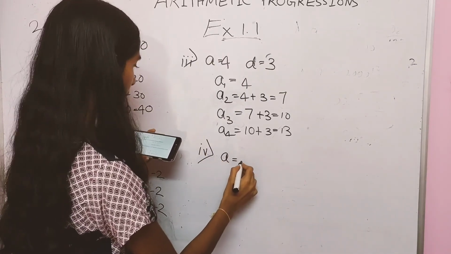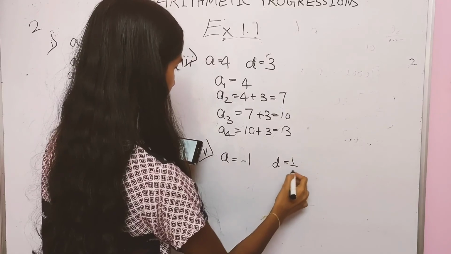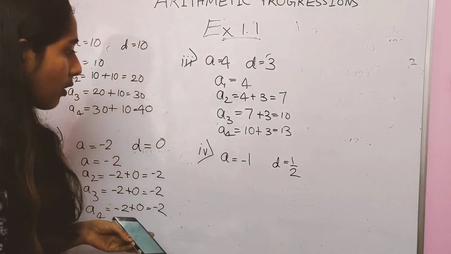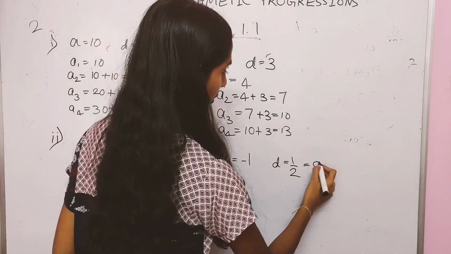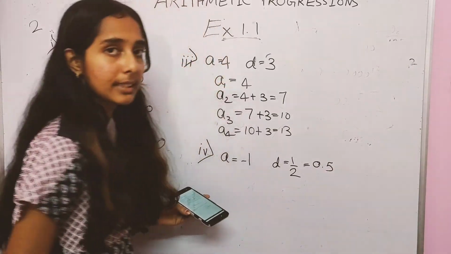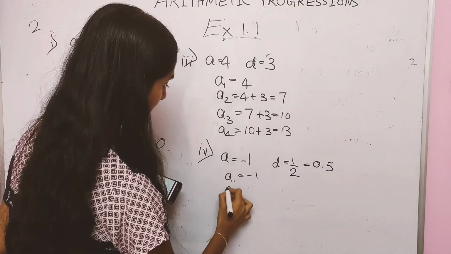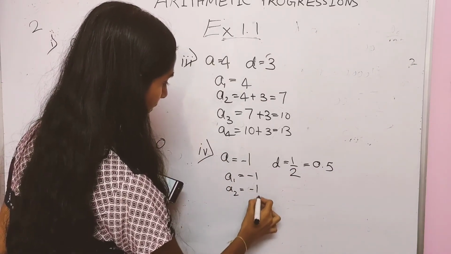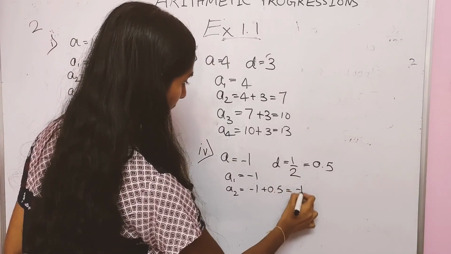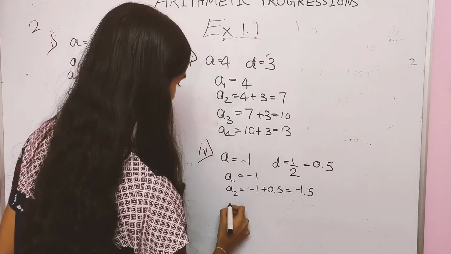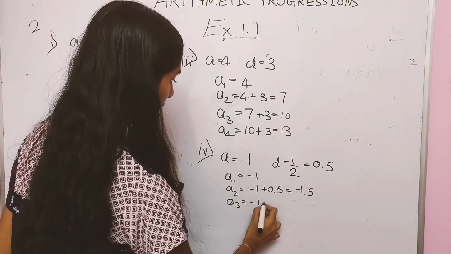A equal to -1, D is half. So instead of 1 by 2, you can even write it in decimals, 0.5. It becomes easier. First term is -1. Second term is first term plus common difference, -1.5. Third term is -1.5.